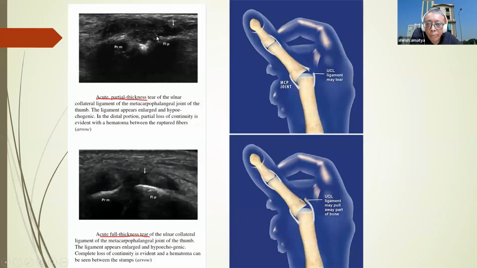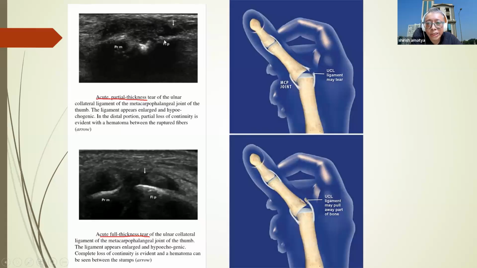You can see in the upper picture, this is the distal part of the metacarpal head, and this is the phalanx. So there you can see an anechoic arch connecting the metacarpal head and the phalanx, and you can see there is a thickening of this ulnar collateral ligament, as well as the loss of continuity of the ulnar collateral ligament at its attachment to the proximal phalanx.